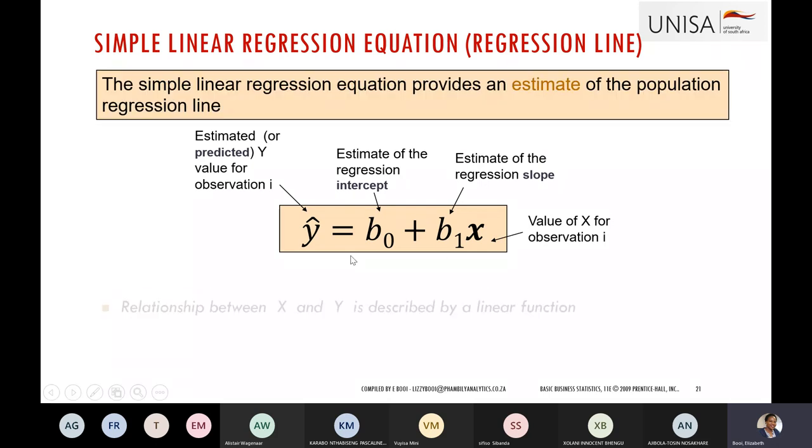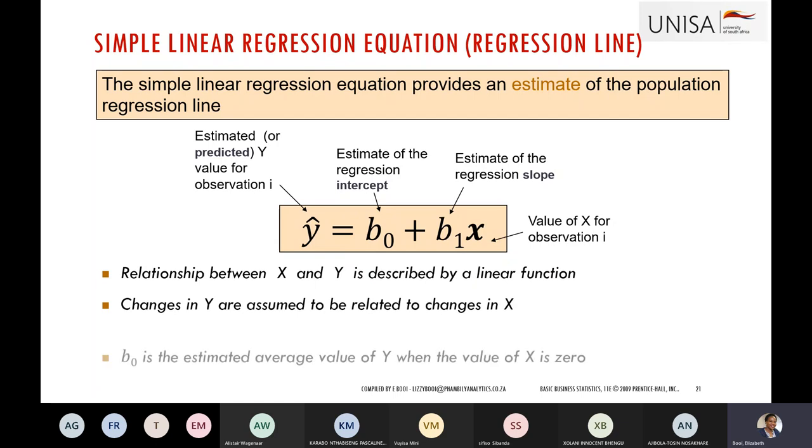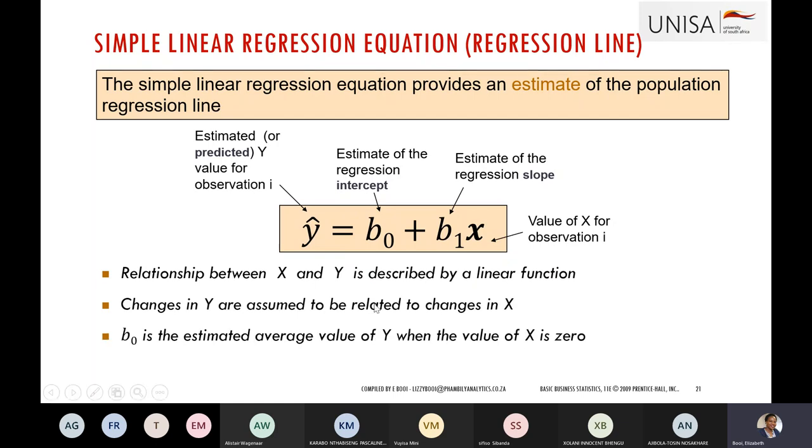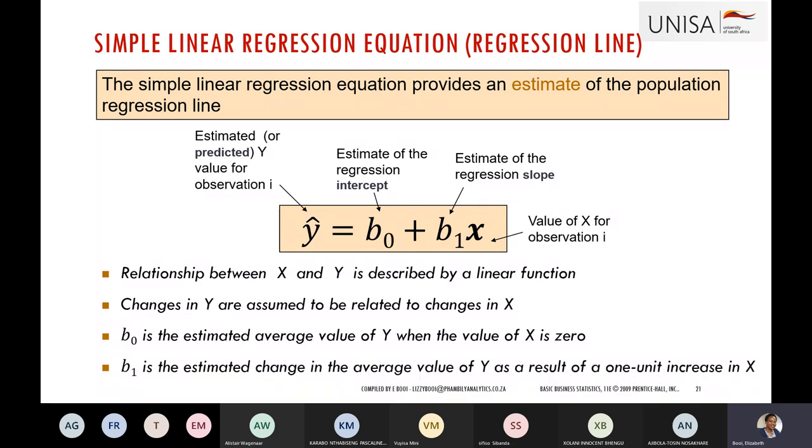And in terms of the regression line, we normally do not interpret b0, but b1, you are expected to also interpret what the value of b1 means in relation to the regression, where you will state that your value of b1 is the estimated change in the average value of your y as a result of one unit increase in the values of x. And based on the slope as well, it can also tell you the direction of your regression line. So if the value of your slope is negative, therefore it means your relationship is negative.